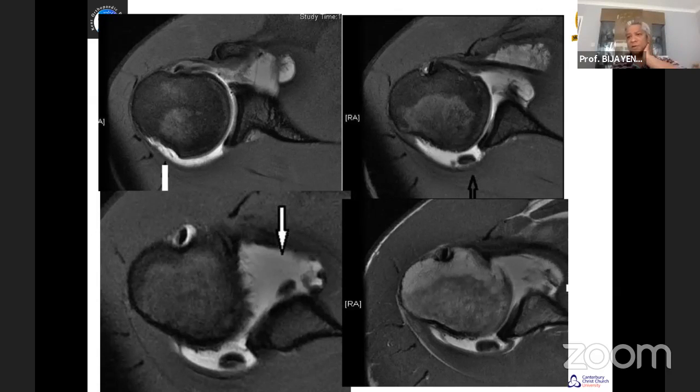The next is the principles of management. Now, after the first episode of dislocation, so in this, if you're given in a viva, you could be told that these are following a first episode. So following a first episode, I think the vast majority of shoulder surgeons, in the vast majority of patients, this is the key, in the vast majority of cases will treat it non-operatively with physiotherapy, exercise, strengthening.